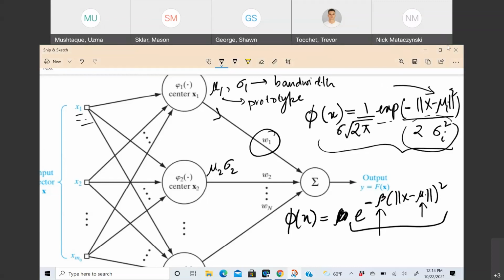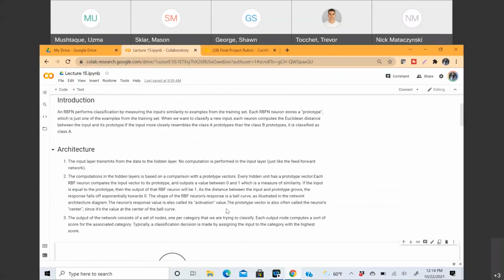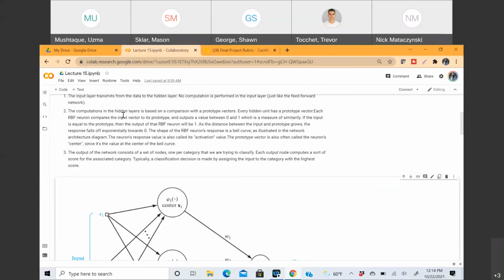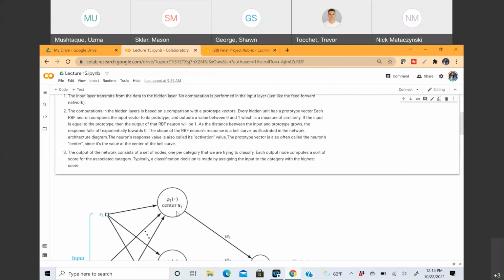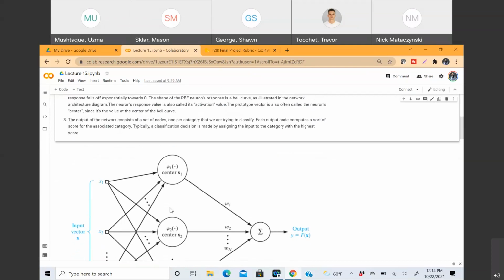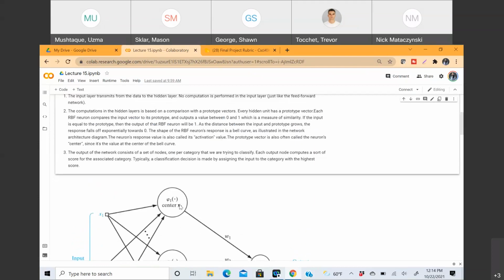So this is the architecture, and let me quickly go over if I missed anything. This part talks about what I just said. The computations in the hidden layer, which are these nodes, are based on a comparison with those prototype vectors, the mu's. Every hidden unit will have a prototype vector, for example mu1, mu2, mu3, and so on. This neuron will compare the input vector to its prototype and will output a value, usually between 0 and 1, which is a measure of your similarity.